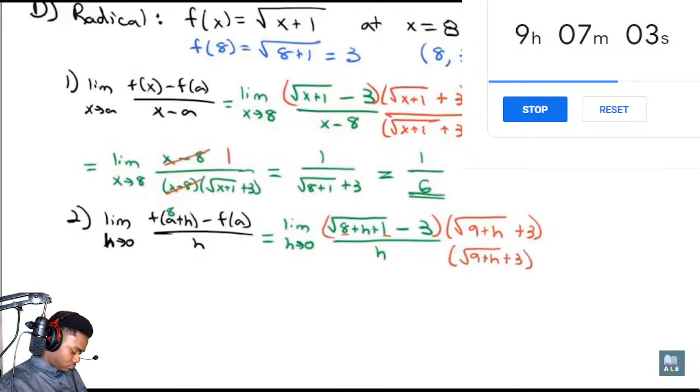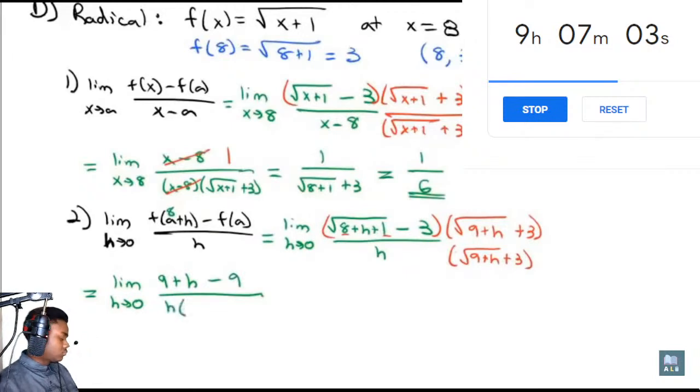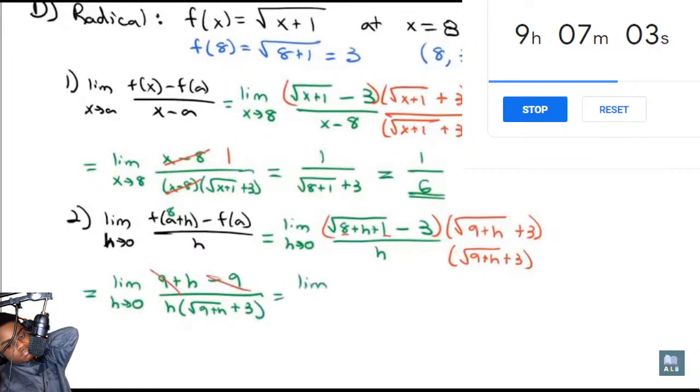And when we do that, let's go on to the next line. We've got the limit as h goes to 0 of, when we square the square root, we get 9 plus h. Minus 3 squared, which is 9, over h times the square root of 9 plus h plus 3. Which is really nice because 9 minus 9 is 0. And that leaves us with the limit as h goes to 0 of h over h times the square root of 9 plus h plus 3.